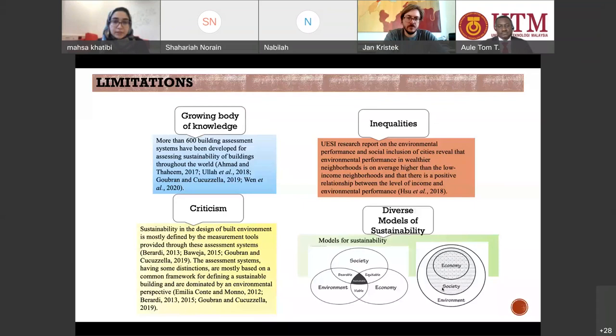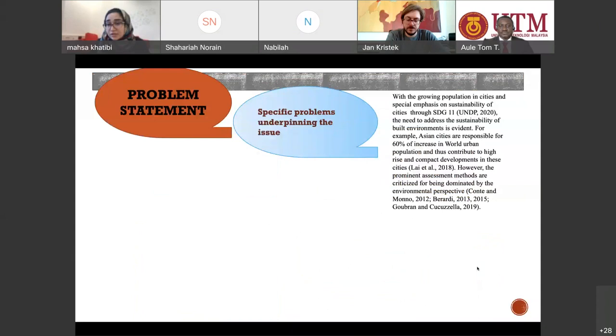If I have to divide my problem statement into three parts, the first would be the specific problems that I want to underpin here. In any case, whatever sustainability is, we know that SDG 11 requires sustainable cities and societies, and there's a lot of population growth and a lot of built environment being built. And there's a lot of criticism of the definition of sustainability and the sustainable built environment, especially the fact that they have an environmental perspective.